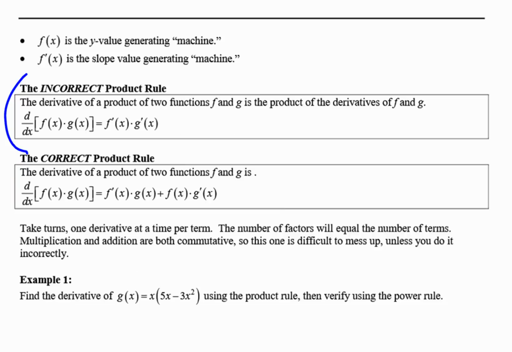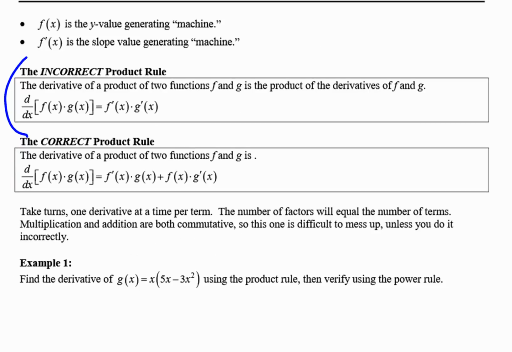The correct product rule, instead, is if you have two functions, f and g, being multiplied, you take the derivative of the first, multiply it by the original second. Then you take the first function and multiply it by the derivative of the second. It sounds complicated, but it's not. You just have to make sure you have the derivative of one and the original, and then switch it around.